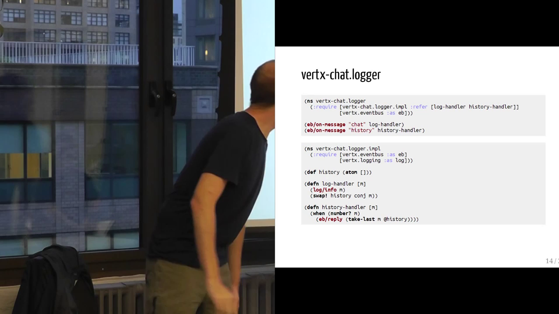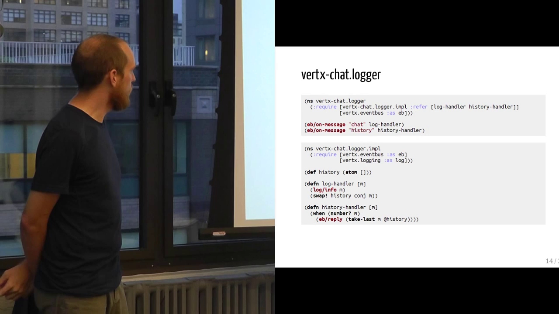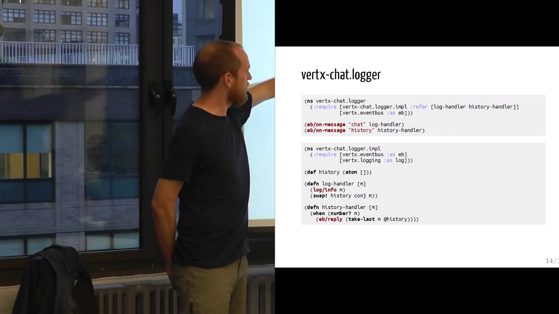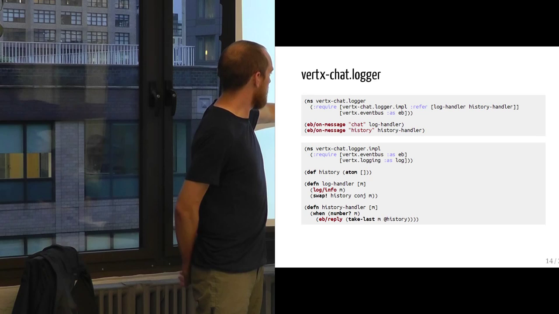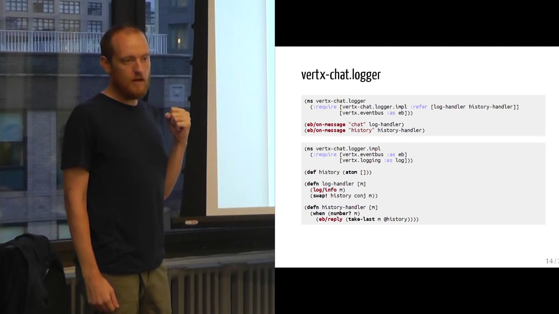So here's the logger. And I'll tell you later why I've split this into two parts. The top is the main logger namespace, and the bottom is the implementation. At the top we can see that I'm just registering message handlers on each of these event bus addresses. So we have the chat address and the history address. Skipping down here, the log handler is registered on the chat address. So when it receives a message, it's just going to add that to an atom. So it's maintaining a list of messages in the application.